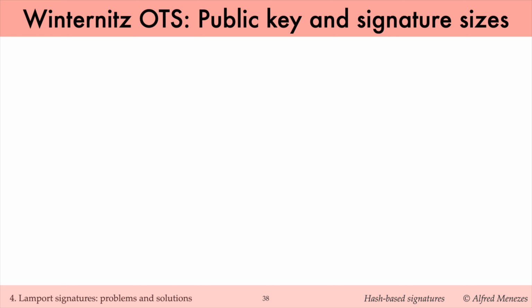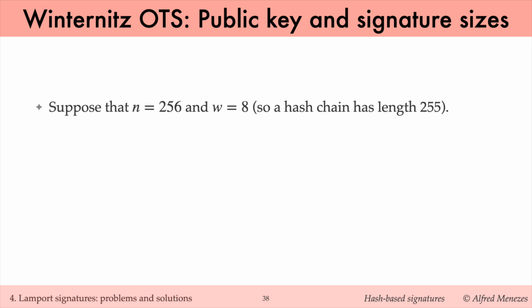Let's compare Lamport and Winternitz public key and signature sizes. We'll take n to be 256 for both schemes and select Winternitz parameter W equals 8. So hash chains have length 255. The Winternitz length parameters are L1 equals 32, L2 equals 2, and L equals 34.